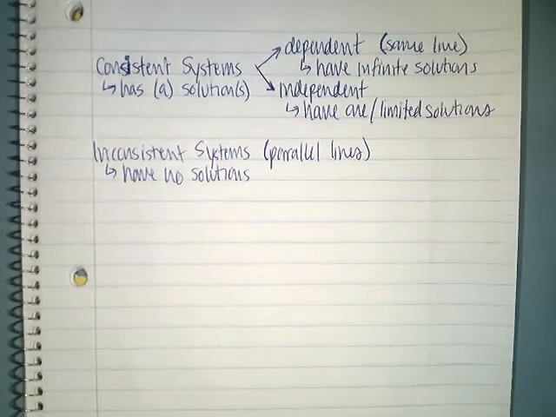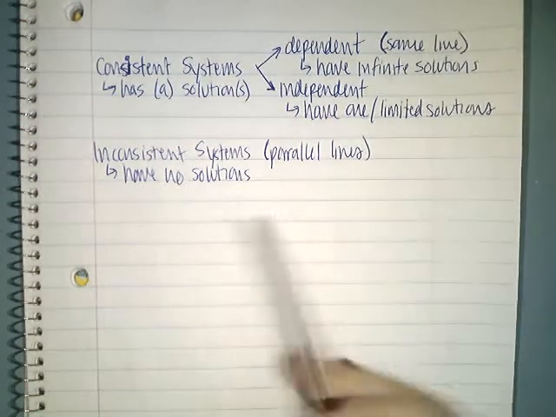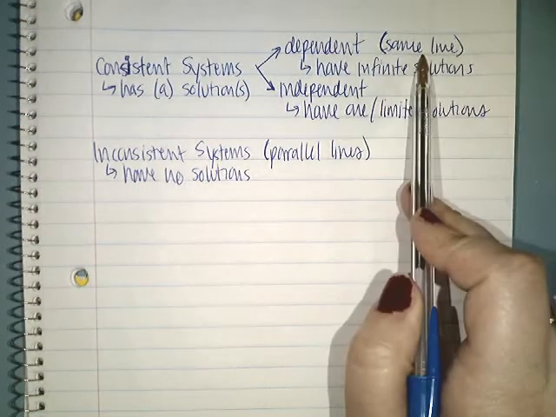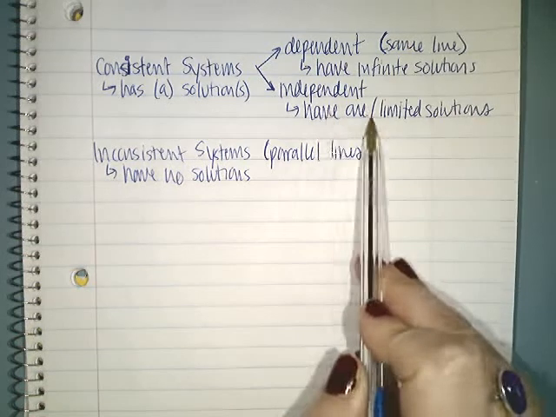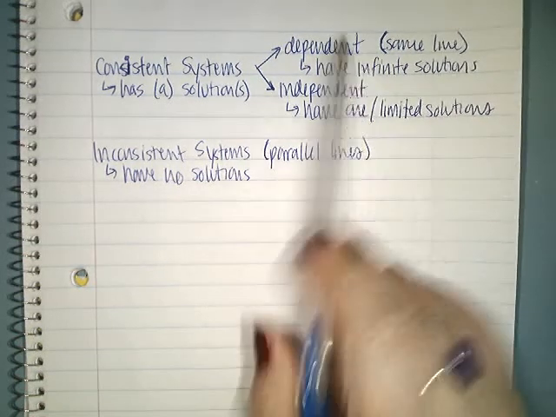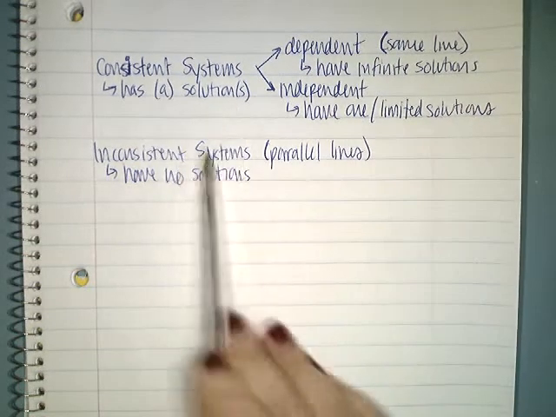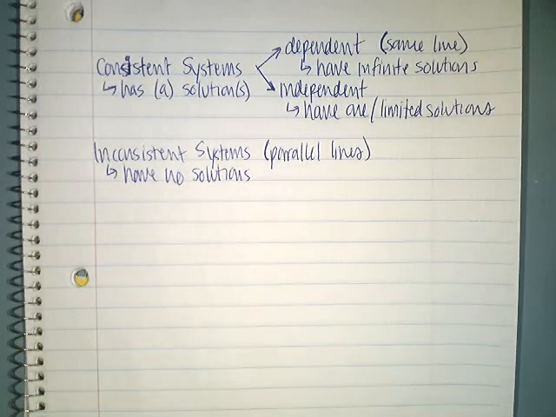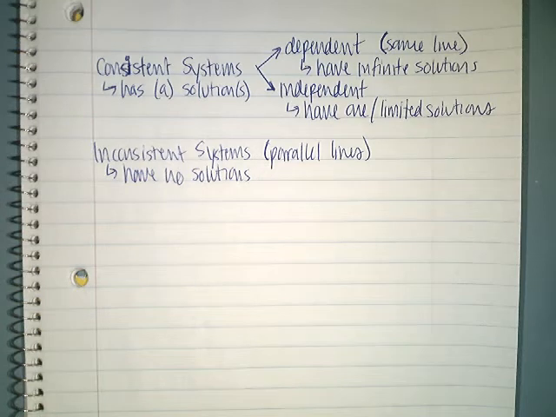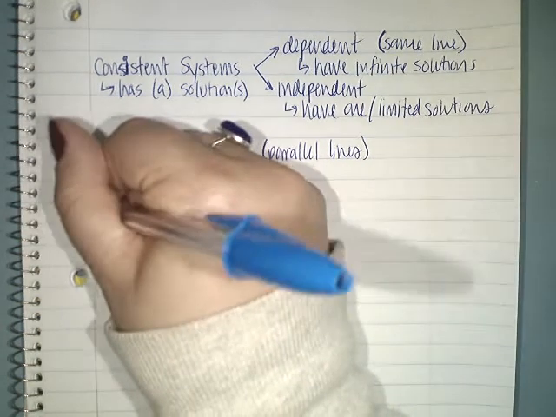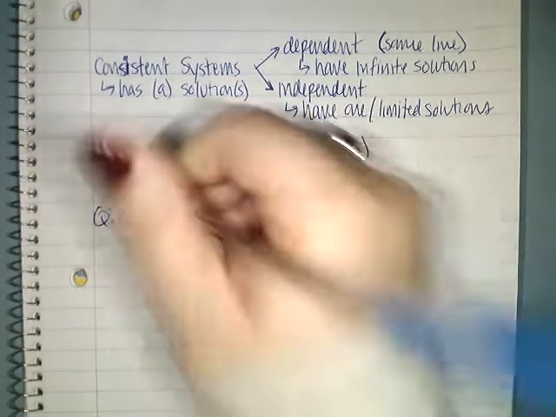Actually, I'll skip that for now because this is just the main takeaway that I want you guys to have. Dependent is the same line, infinite solutions, independent, one solution. Both of those types are consistent because they have solutions. Inconsistent have no solutions, they're simply just parallel. The last thing I want us to do is classify. So I'm going to try to have you guys do this as a quick check.